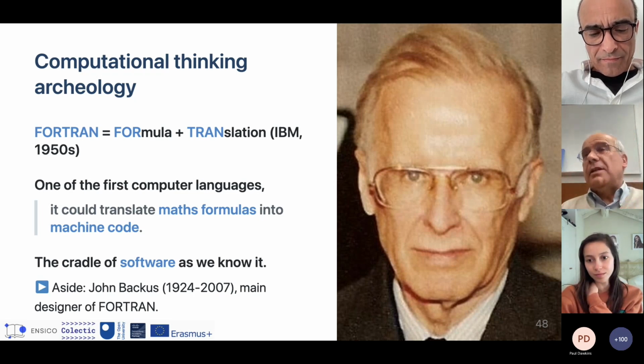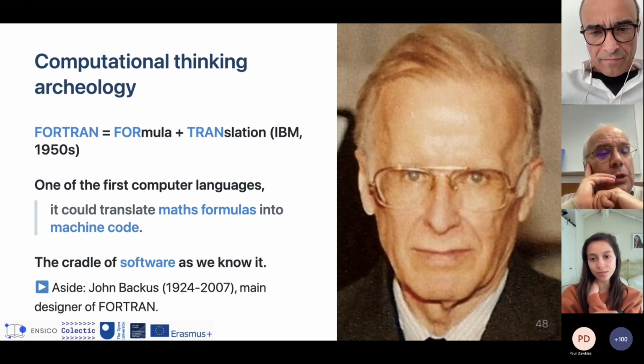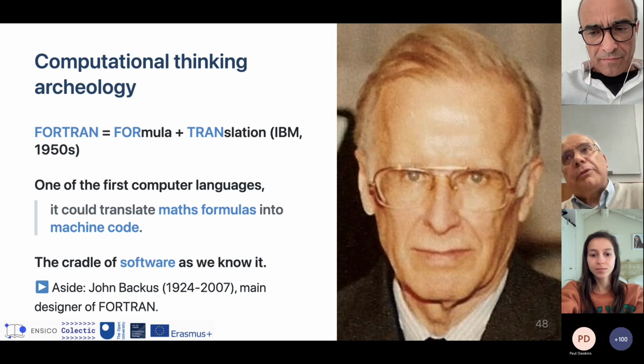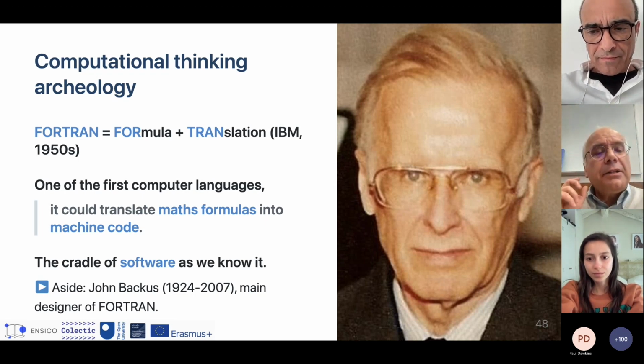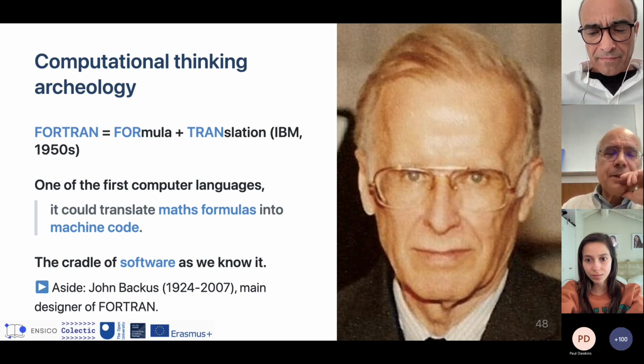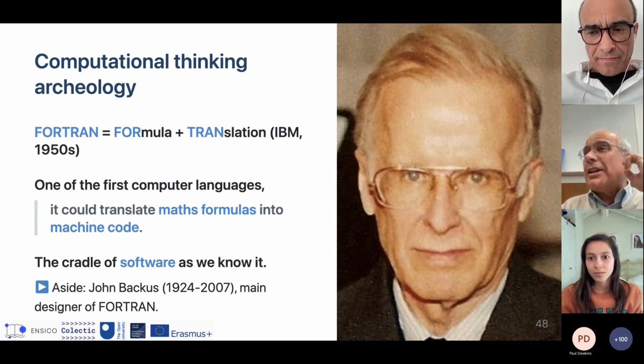So we see exactly this. We already have a mathematical model of the problem that we want to solve. And at IBM, they designed a language where you could encode the formulas of your model and then translate those formulas into machine code. So in a sense, it's the cradle of software as we know it. And we have here the picture of John Backus, who was a very prominent computer scientist and the designer of Fortran and much more. But let us just mention his role. And so, in a sense, this Fortran language already tells us what we need computers for.